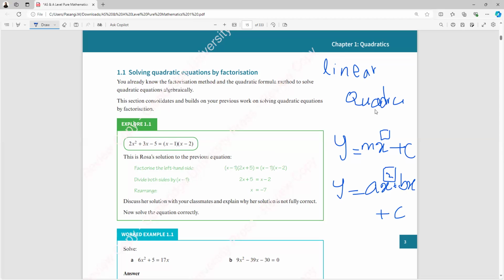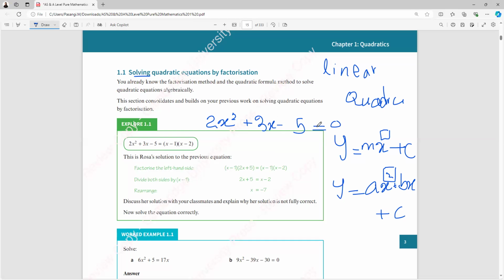So now what will happen for this? Here, solving quadratic equations by factorization. There are multiple methods to find out the x values. Anyway, solving means we need to find the x value. So if I quickly go to the examples they have given, if we have a 2x squared plus 3x minus 5 equals 0 type of equation, then what we have to do?